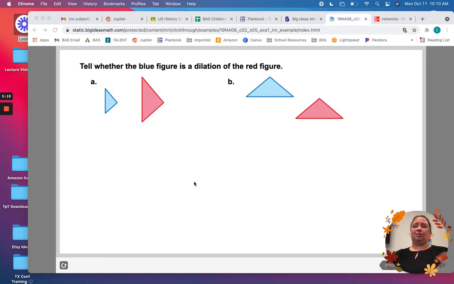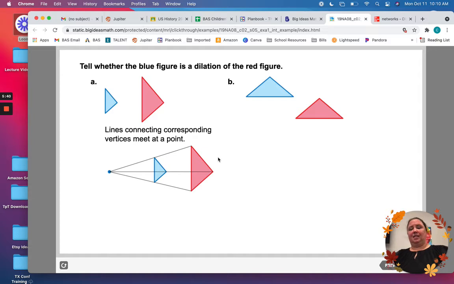Example 1, in your journals. Tell whether the blue figure is a dilation of the red figure. Just sketch this super quick, guys. Okay? Is the blue figure a dilation of the red figure? Yes, because the red is being dilated to being blue. The lines correspond to a center of dilation, and you can see that you have corresponding vertices. So you're going to take a straight edge and see if you can find your center of dilation.